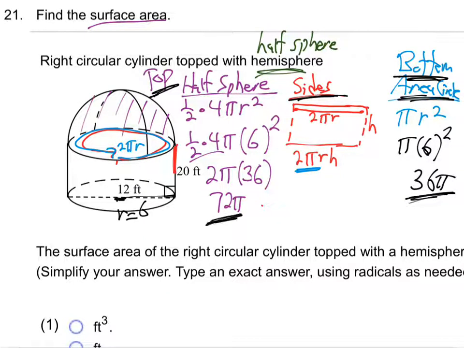This is the top half a dome, half a sphere. Now I got to finish the sides. The sides, remember, we cut it open, was a rectangle, and the formula is going to be 2 pi r h, because it's 2 pi r around the outer edge of a circle. So that's how far around the outer edge.